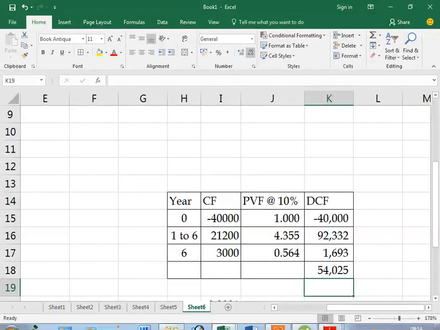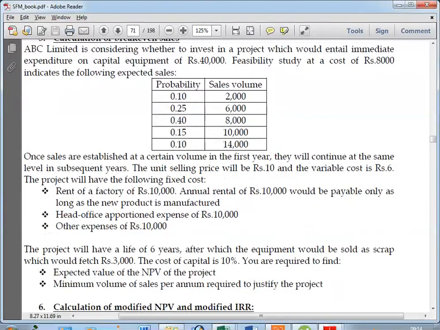I'll just complete this. Another 5 minutes if you can spend, the problem will be over. I'll just explain the second part. You can maybe even try it at home. Minimum volume of sales per annum required to justify the project. When will you take up a project? So what is technically the break-even point?